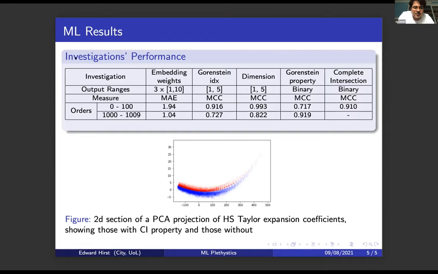So if there is no question, maybe I can ask about using machine learning to study the large charge limit of the Hilbert series. Any hint about that? We didn't actually consider that, but that would be something interesting to look at in the future.